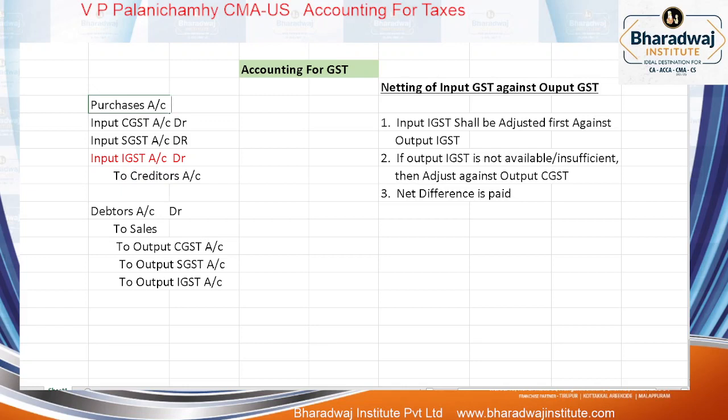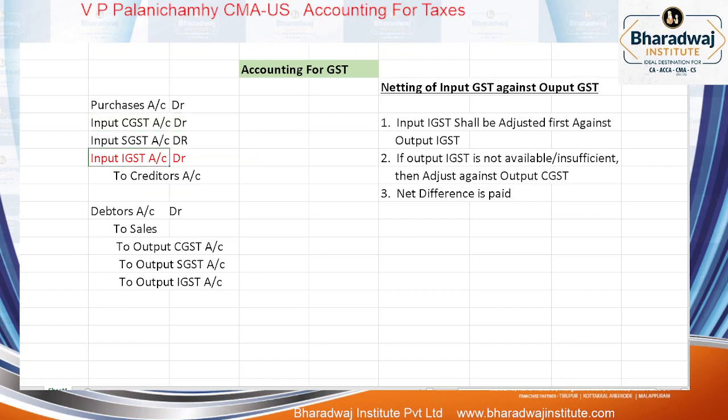Before we go for accounting for GST, when CGST and SGST is payable within the same state, intra-state sale, you will apply which one? CGST and what? SGST. How much percentage? Half. If it is 10%, 5 and 5; if 18%, 9 and 9.